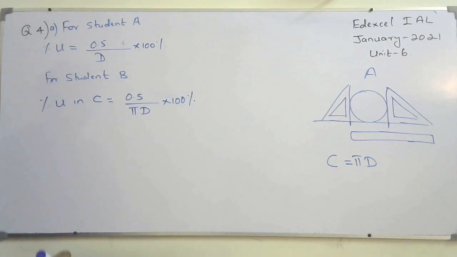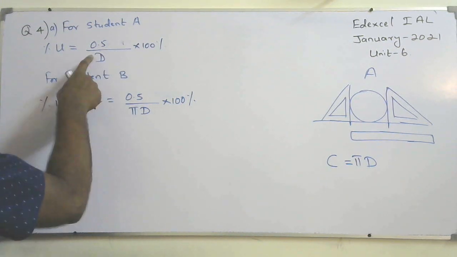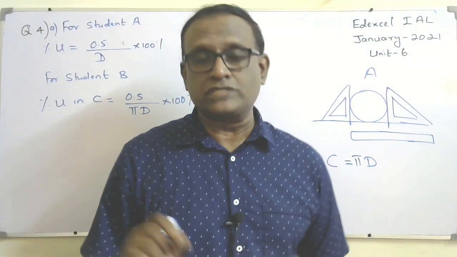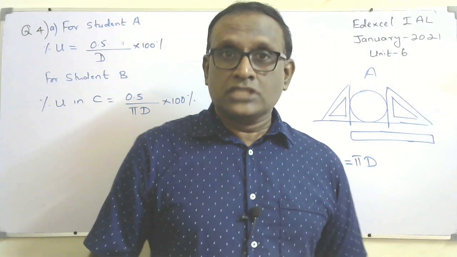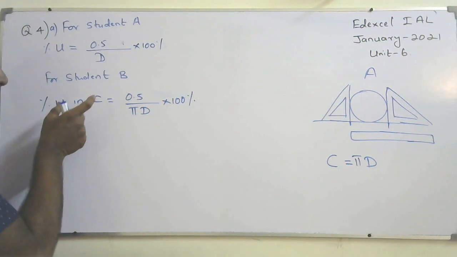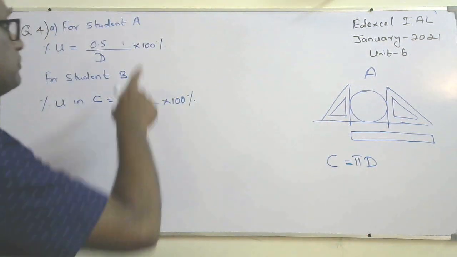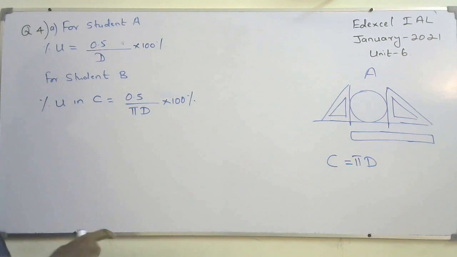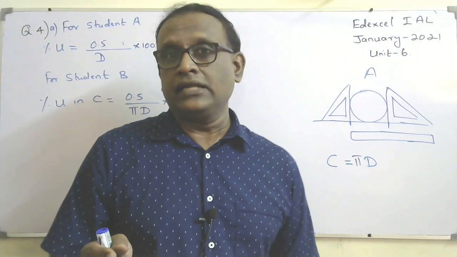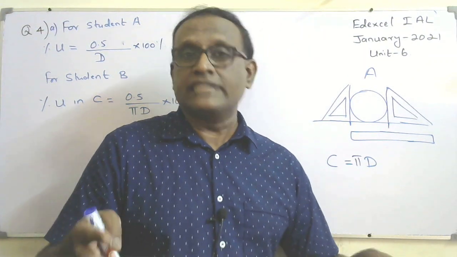So you know that the numerator is the same in both methods. Here this is d, this is pi d. You know that pi d is greater than d because pi is the number 3.14. So for student B, the percentage uncertainty in C will be smaller than percentage uncertainty calculated by student A. Now he is going to calculate the d by dividing the measurement by using pi.